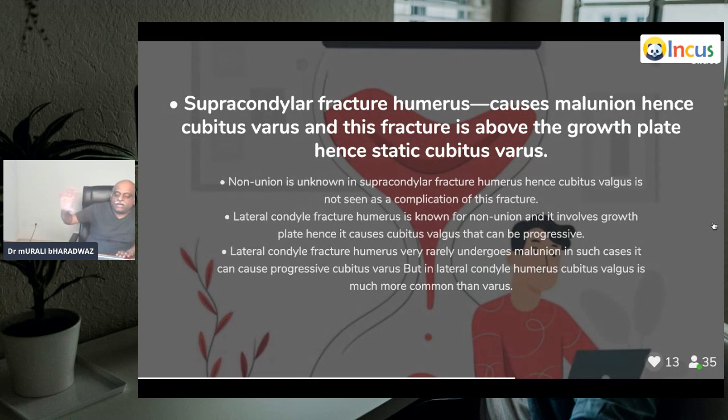The lateral condylar fracture of the humerus is known for non-union, and it involves the growth plate. That's the reason it leads to a cubitus valgus, which is a progressively worsening cubitus valgus. Whereas the supracondylar fracture deformity is static in nature. So the lateral condylar fracture of the humerus rarely undergoes malunion, but in the lateral condylar fracture of humerus, cubitus valgus is much more common compared to the varus. That is a small paradox.